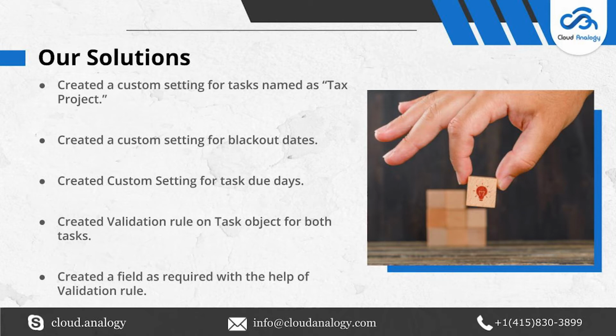Number 4, we created validation rules on task object for both tasks. The name of the first validation rule is tax projection number. The working of this validation rule is to prevent the record from getting saved without filling the tax projection number, and the name of the second validation rule is client sign off and branch selection, and this will help to prevent the record from getting saved without filling branch selection and comment field.